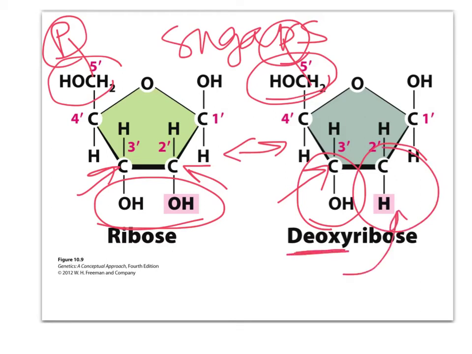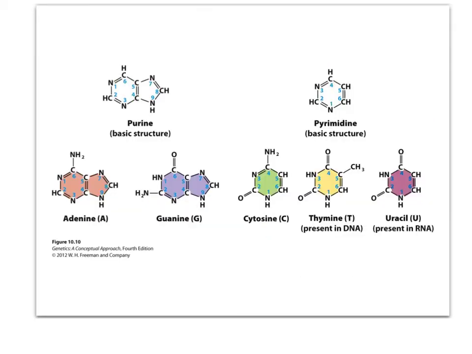So when you're looking at pictures of nucleotides to determine if they're DNA or RNA, make sure you're looking at the 2' carbon and not the 3'. So don't just see an oxygen and say, oh, look, it has to be ribose. You have to look at the 2'. Ribose has 2 hydroxyls, deoxyribose only has 1.